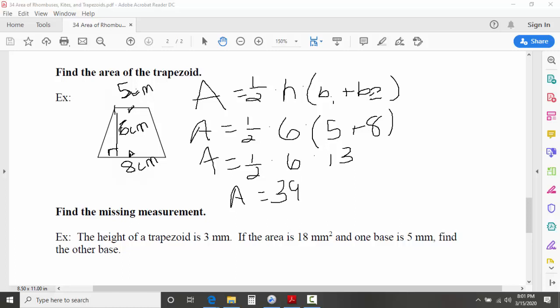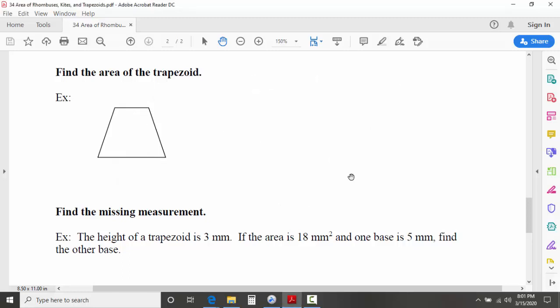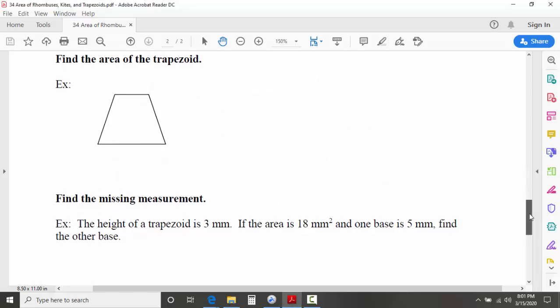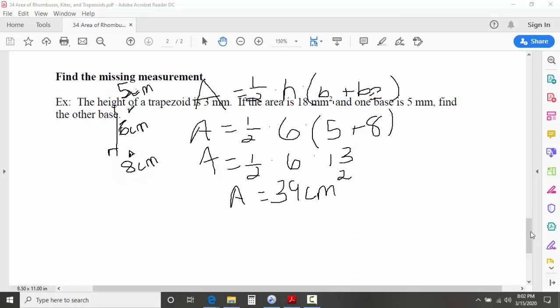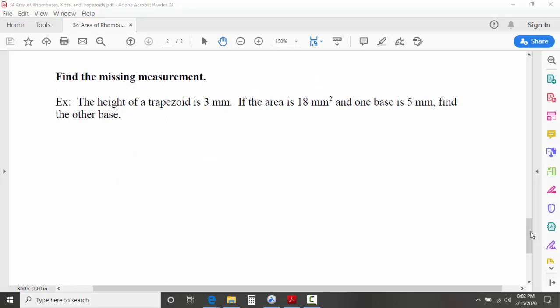So my area comes out to be 39 centimeters squared. That squared was pretty darn good. Okay, one last example here. Well, that stuff's probably going to pop up on the screen again, beware.